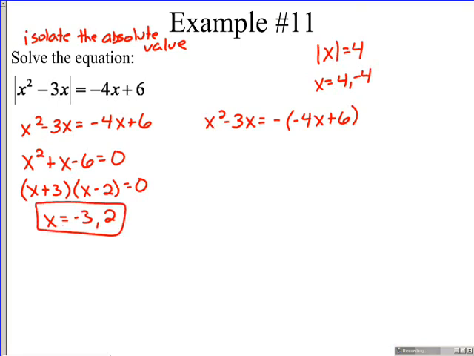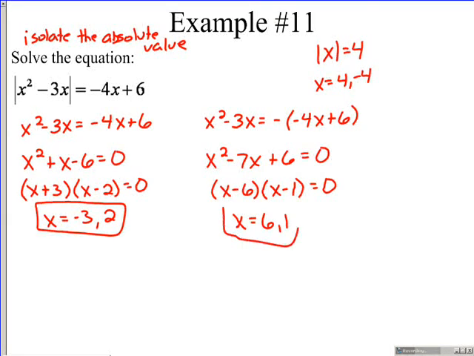Do the same thing with the second one. This becomes positive 4x, so when I subtract that over, I get x squared minus 7x. Negative 6 I need to add over, becomes a plus 6. Finish solving. x minus 6, x minus 1, and there's our final 2 solutions.